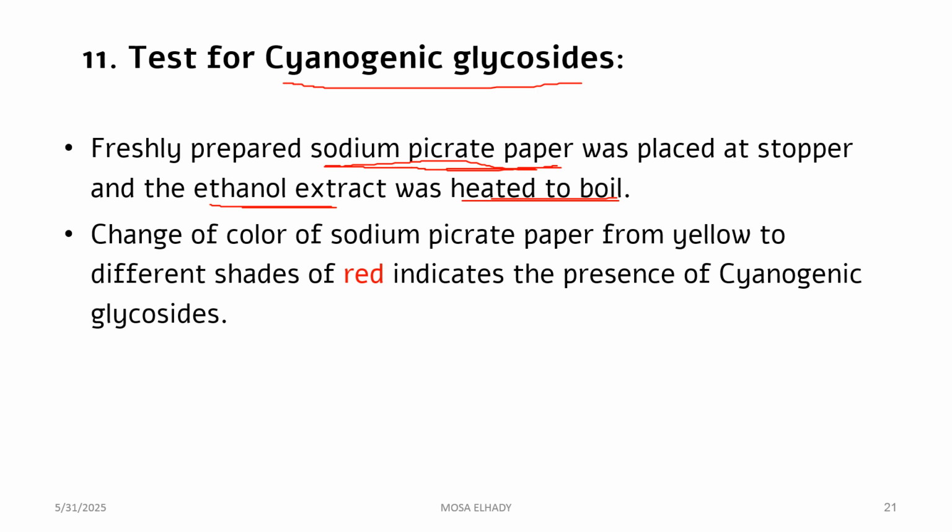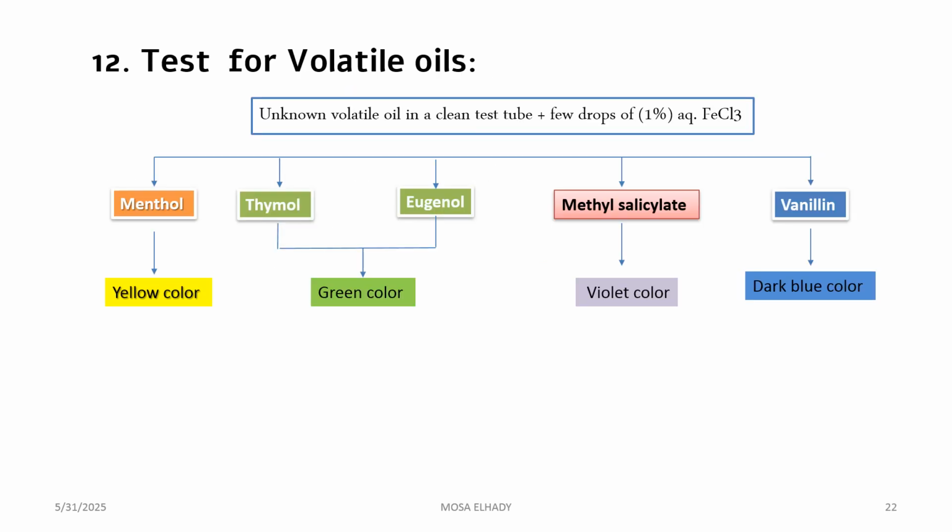At the end of the test, we note the change of color of sodium bichromate from yellow to different shades of red, which indicates the presence of cyanogenic glycoside in this extract. As I mentioned previously, cyanogenic glycoside on heating liberates hydrogen cyanide, and hydrogen cyanide when reacted with sodium bichromate changes the color from yellow to red.